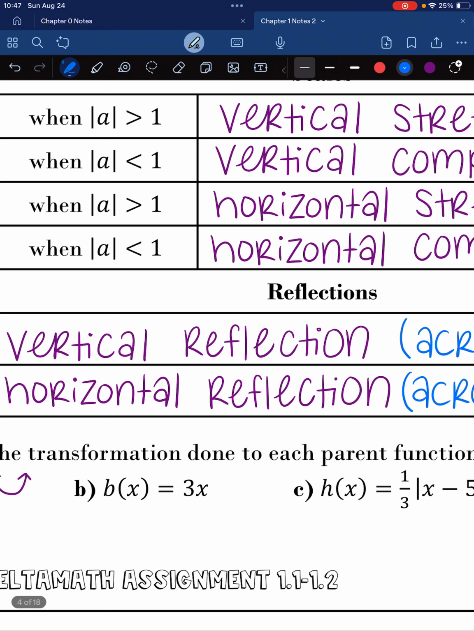Okay, B, I just see a regular x there. So I know that that's going to make it look like a line. That tells me my function family. And then this multiplying it by 3, that's my transformation. So that's going to be linear with a vertical stretch.